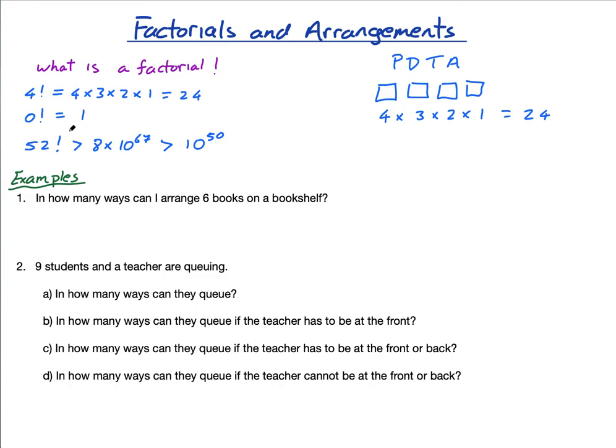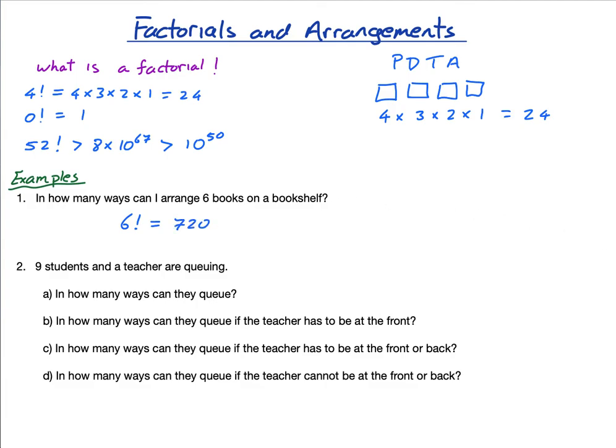Okay, let's do some examples. In how many ways can I arrange 6 books on a bookshelf? So this is just like this simple example. The answer is 6 factorial. This is probably the last one I can do in my head. Once it gets to 7 and 8 factorial, it gets complicated. 5 factorial would be this times 5, which is 120. And then 6 factorial is 120 times 6, which is 720.